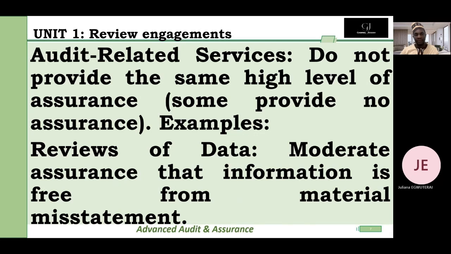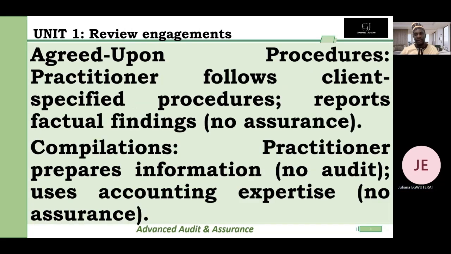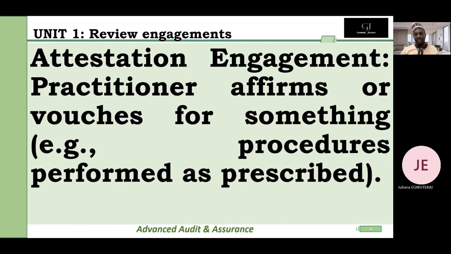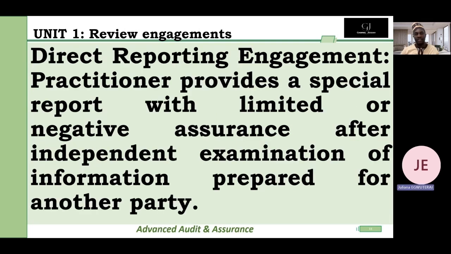Yes, there's a list. Starting from the audit-related services, you can start from review of data. So that's one. You can see it on the screen. Audit-related services, review of data, number one. Then number two, we spoke to agreed upon procedures. Number three, compilations. Then number four, attestation engagements. And we have direct reporting engagement, that's number five, which you are currently speaking to.